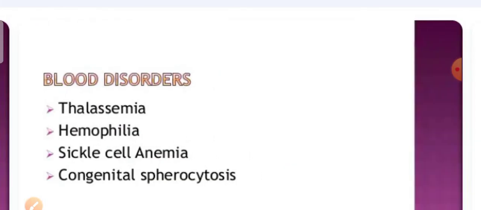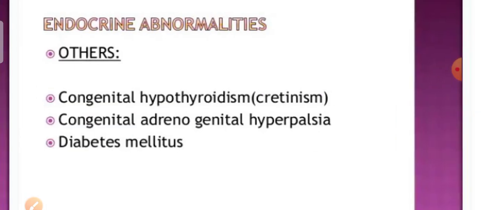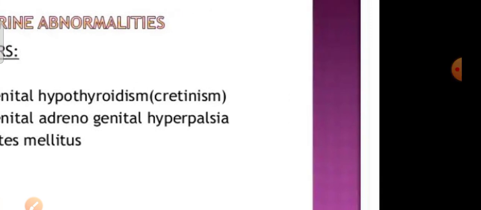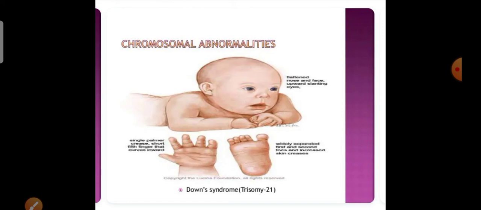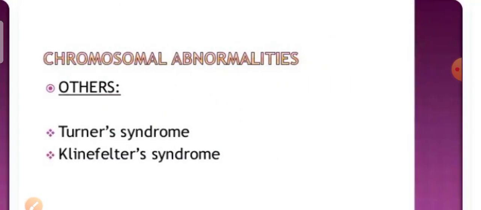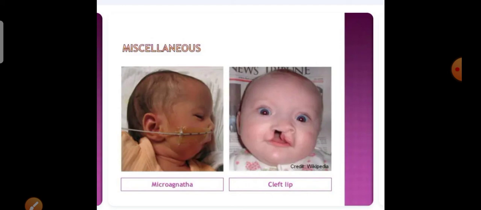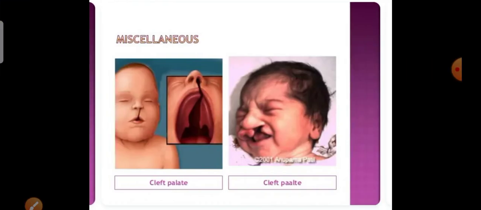Blood disorders: thalassemia, hemophilia, sickle cell anemia, congenital syphilis, like this. Endocrine abnormalities: cretinism, congenital hypothyroidism. An insufficient amount of thyroid production leads to cretinism. Hyperplasia, diabetes mellitus. Chromosomal abnormalities: Edwards syndrome, Turner syndrome, Klinefelter syndrome. Miscellaneous means other problems: cleft lip, cleft palate, like this.